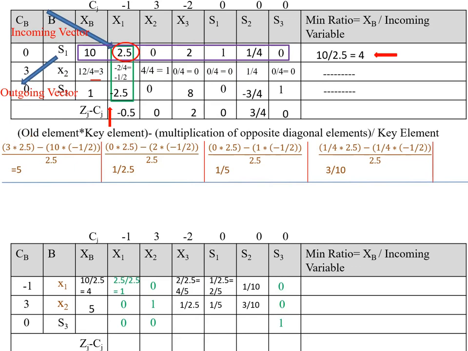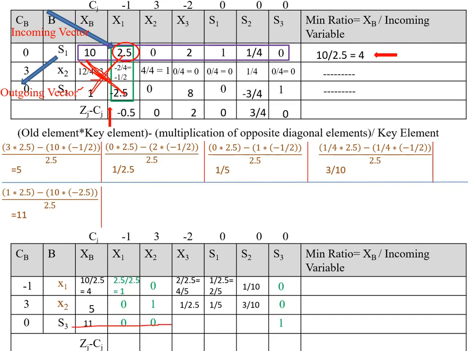So old element for the S3 is here, that is the 1, and key element is 2.5. So the opposite diagonal elements are minus 2.5 and 10. So 1 into 2.5 minus 10 into minus 2.5, divided by 2.5. So value we will get the 11. So enter the 11 here.